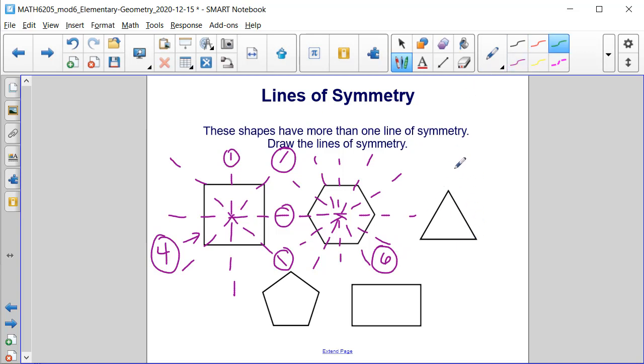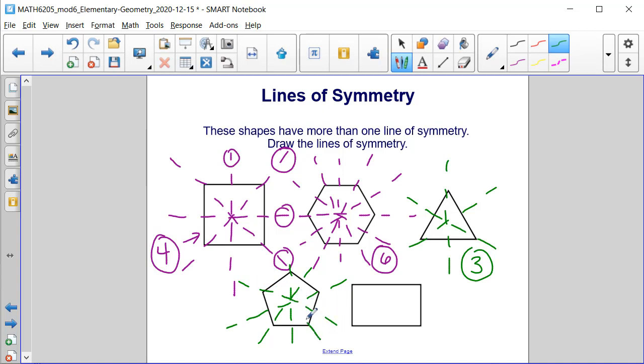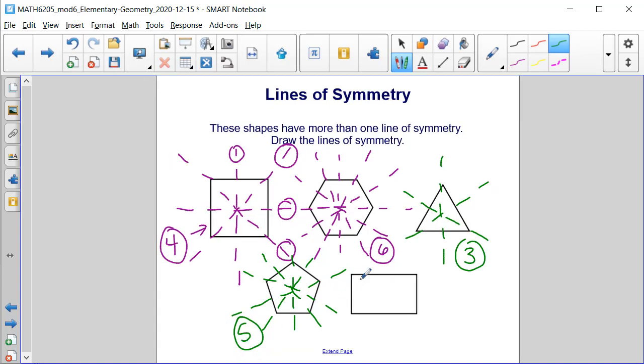For the next one, we have an equilateral triangle, and we have 1 line of symmetry, 2 lines of symmetry, and 3 lines of symmetry. And now with this regular pentagon, we have 1 line of symmetry there. There's the second one. Here's the third one. Then the fourth one. And the fifth one. So there are 5 lines of symmetry in this regular pentagon.